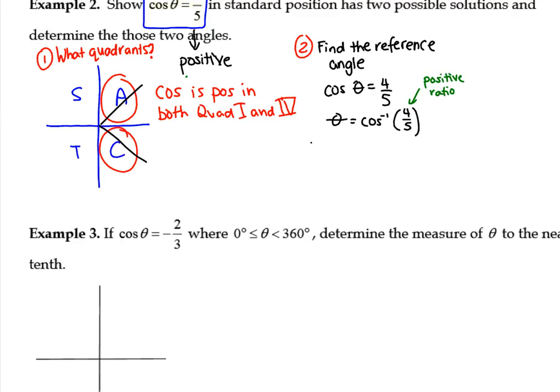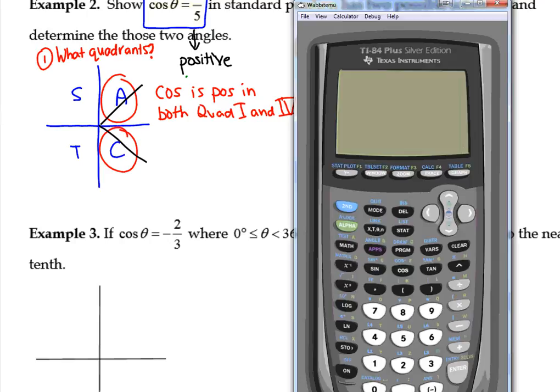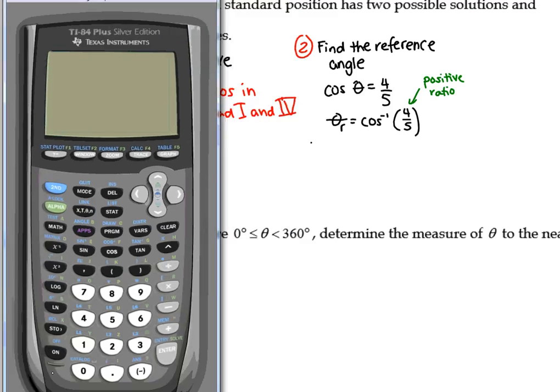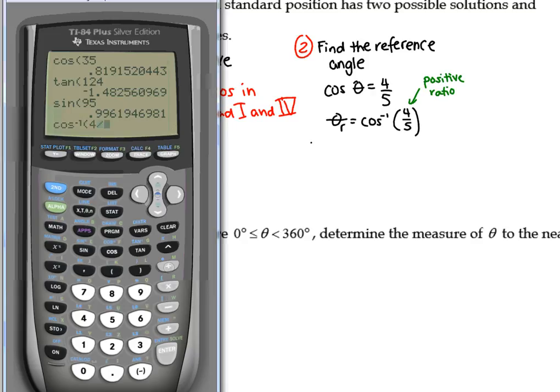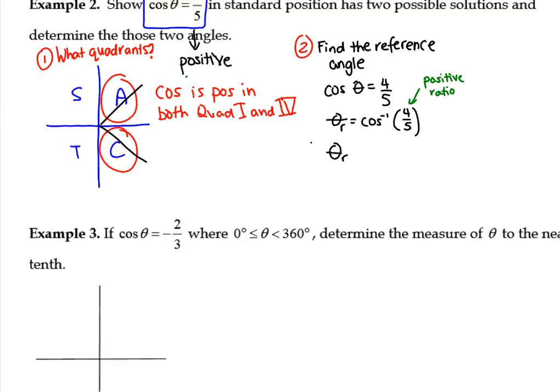So we want to find the reference angle. I'm actually going to write a little r here because we're looking for the reference angle. We'll go to the nearest degree. So inverse cos, 4 divided by 5. And that gives you, to the nearest degree, 37 degrees. That's our reference angle.